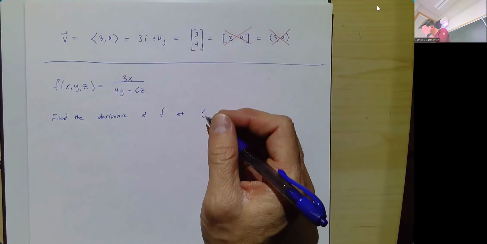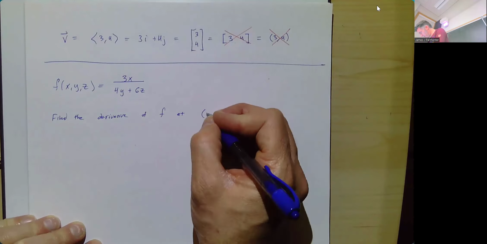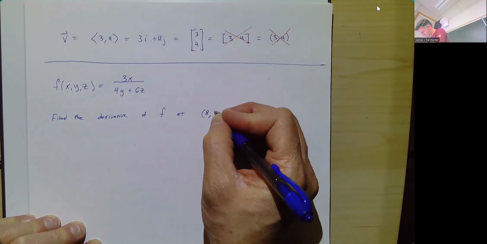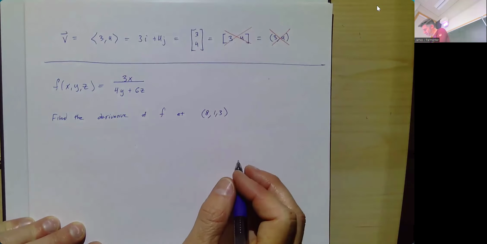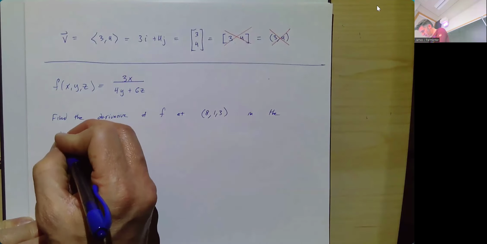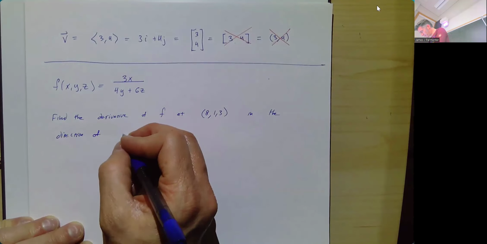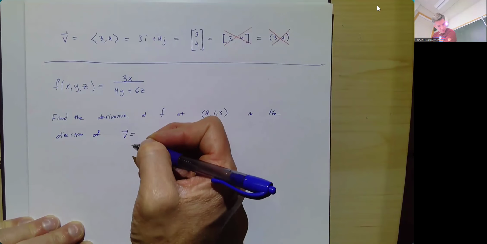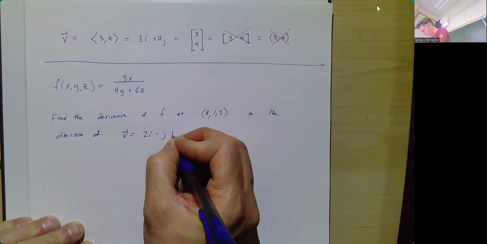Let's be smart, James. Let me think about this for a second here. At the point 8, 1, 3. Sure, that should turn out okay. In the direction of the vector v equal to, what have I got here? 2i minus j plus 2k.